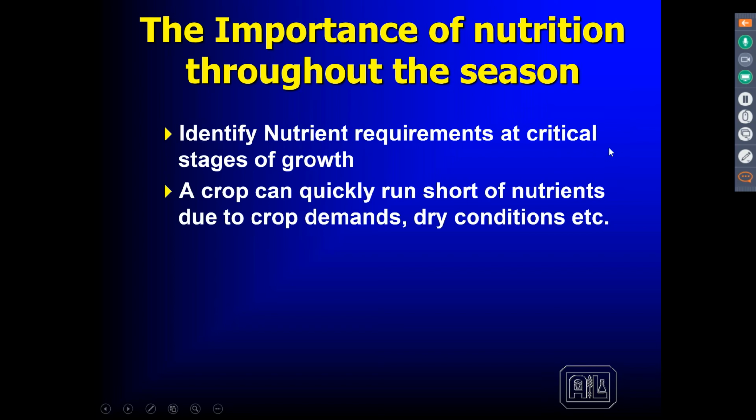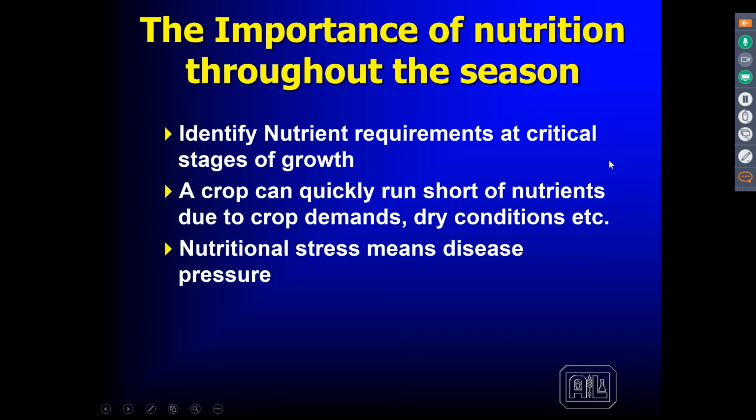So having what we call our plant monitoring program in place, so that you can keep an eye on where those nutrients are going prior to them becoming a problem, is critical, particularly at these different physiological stages. When we have a nutritional stress of any kind, disease pressures will become more of a problem. And again, this analysis removes a lot of the guesswork.